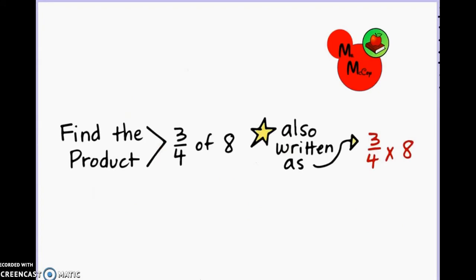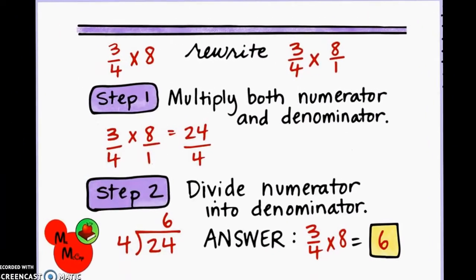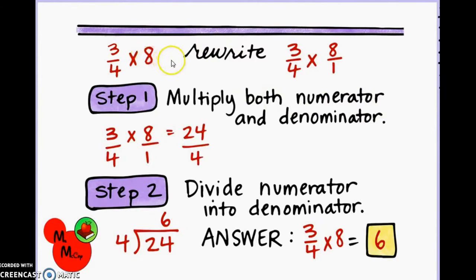Okay, when you have a problem that says 3/4 of 8, that can be written as 3/4 times 8. And 3/4 times 8 can be rewritten as 3/4 times 8 over 1. 8 goes in your numerator and 1 goes in your denominator.